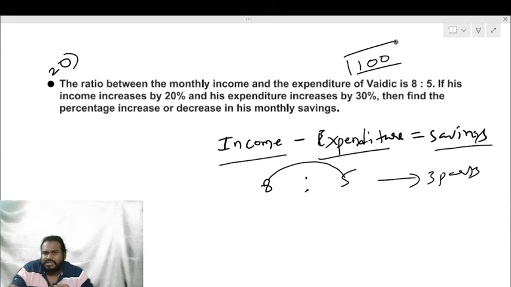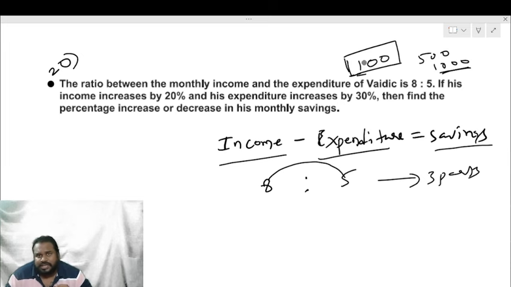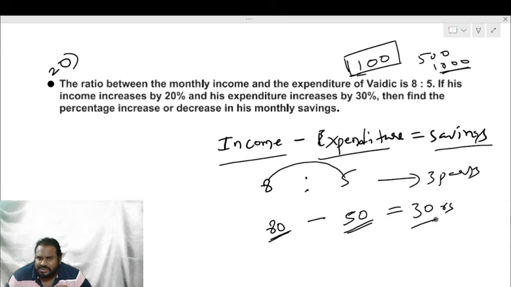Just an assumption. This type of question can be solved easily by assuming. You don't have to assume 100 itself. You can assume 500 or 1000, anything, and based on that you calculate. Or else you can take it as 80 rupees. 80 rupees is his income, out of which 50 rupees is expenditure. So he is spending 50 rupees, and subtracting these two, you will get 30 rupees. So 30 rupees is savings.